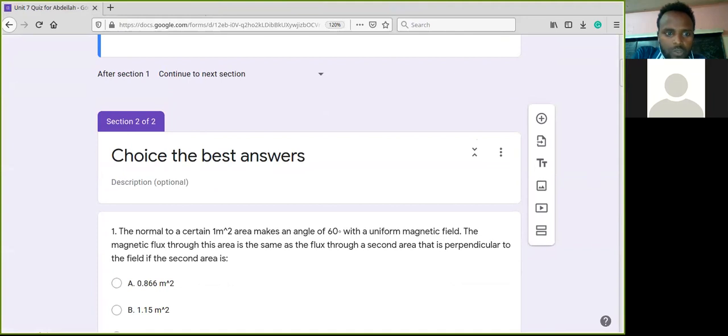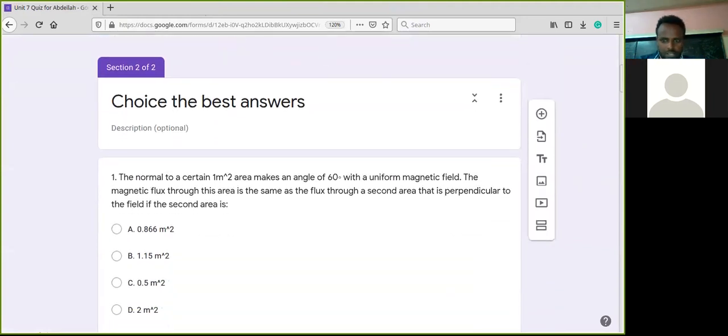So let's do the question together. Question number 1: The normal to a certain loop area of 1 meter square makes an angle of 60 degrees with a uniform magnetic field. The magnetic flux through this area is the same as the flux through the second area that is perpendicular to the field. If the second area is how much?